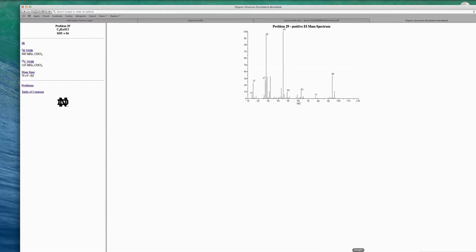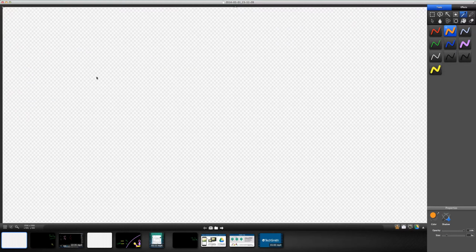So let's go back to what we know after looking at the mass spec. Once we have looked at our mass spec, we now know that we have a formula of C3H7OCl. The degree of unsaturation is equal to 0. So we could have an alcohol. We could have an ether.